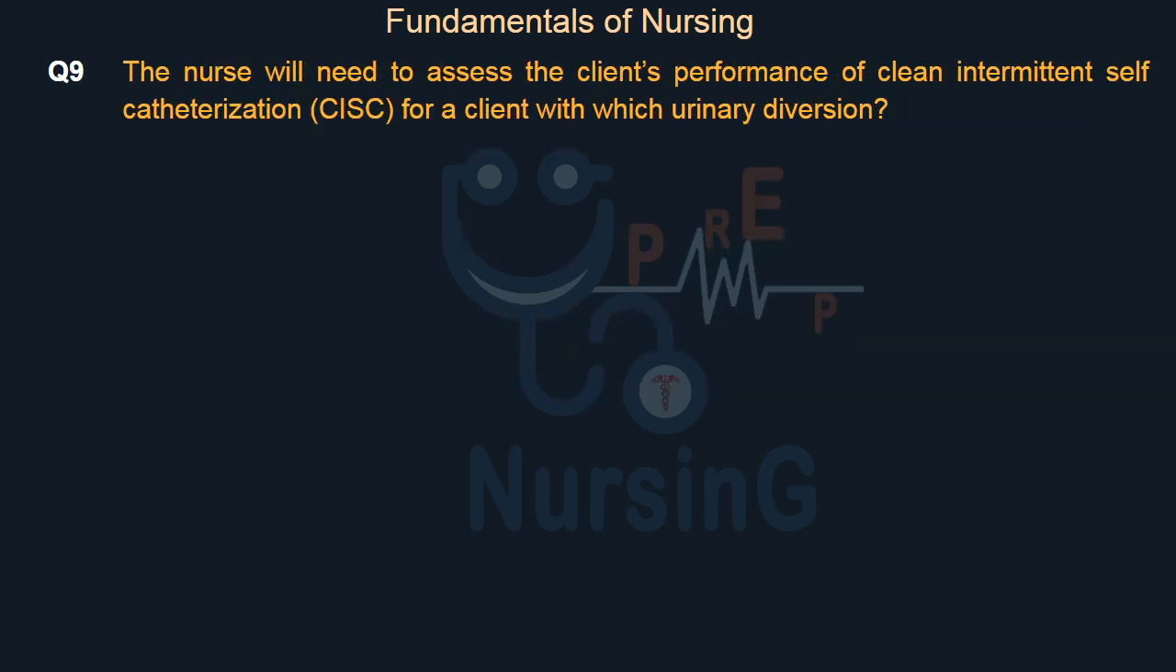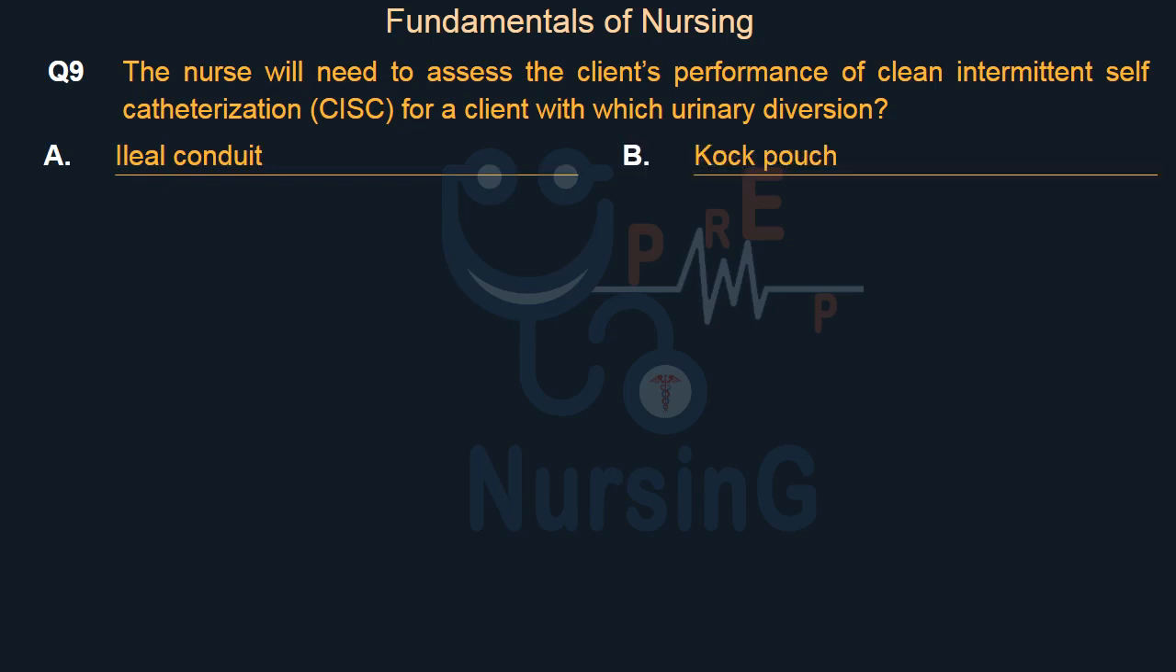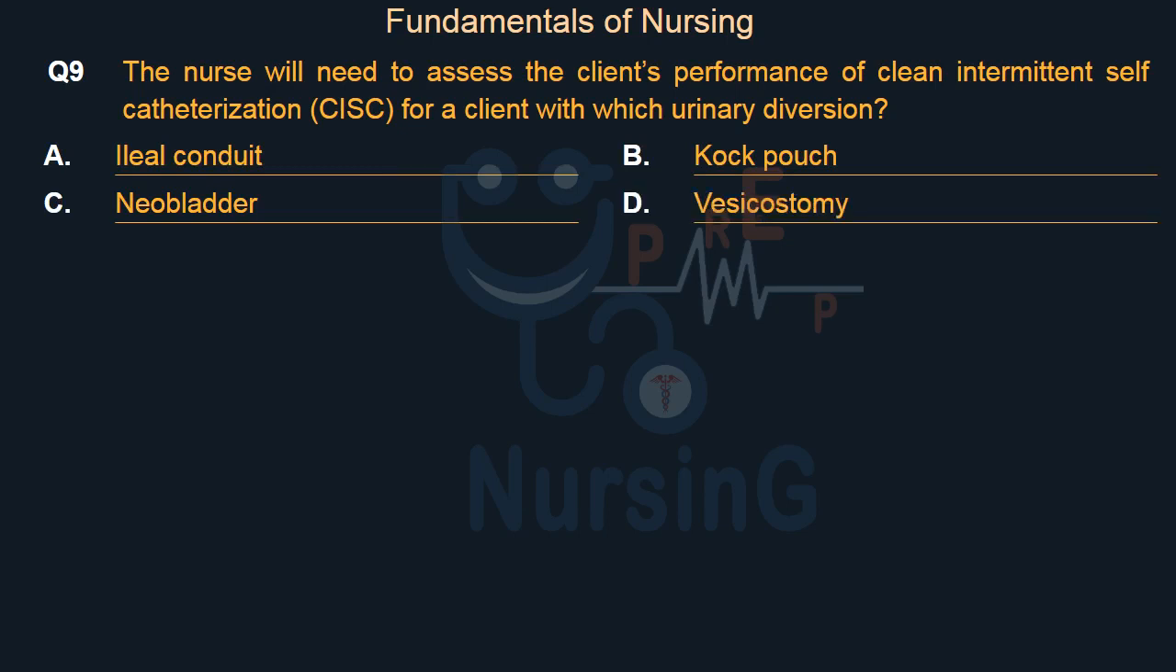The nurse will need to assess the client's performance of clean intermittent self-catheterization, CISC, for a client with which urinary diversion? Option A. Ileal conduit. Option B. Kock pouch. Option C. Neobladder. Option D. Vesicostomy. Right answer is Option B.